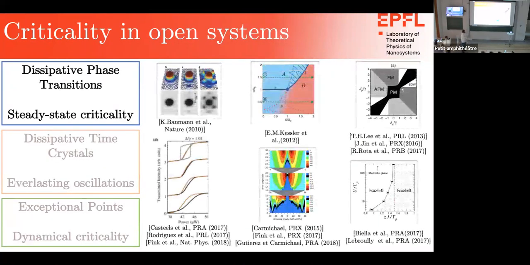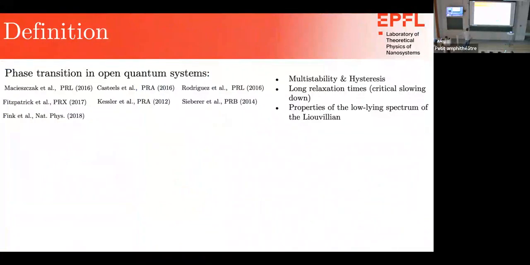So, this is absolutely a non-exhaustive list of examples of dissipative phase transitions. And theory, experiment, numerical, they tend to agree. So there is a lot of literature and a lot of ideas of how to characterize phase transition, properties associated to what it means, and all of them point to the idea that you have multi-stability, long relaxation times, and the idea that the Liouvillean spectrum plays a fundamental role.